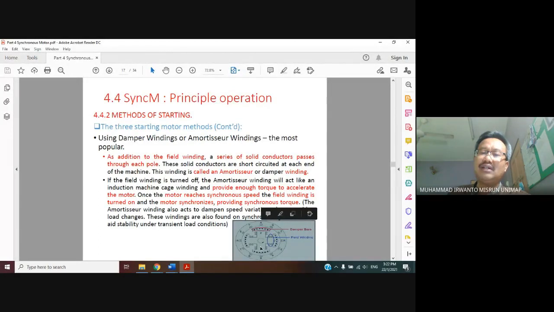Please look at what I call the black dot here. Black dot on every pole of the rotor. We can call it the bar. How many bars on every pole depends, and then the end of the bar is shorted. It can help, because it is the bar.